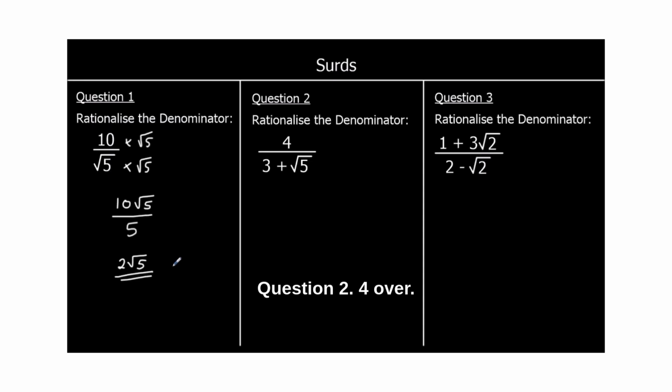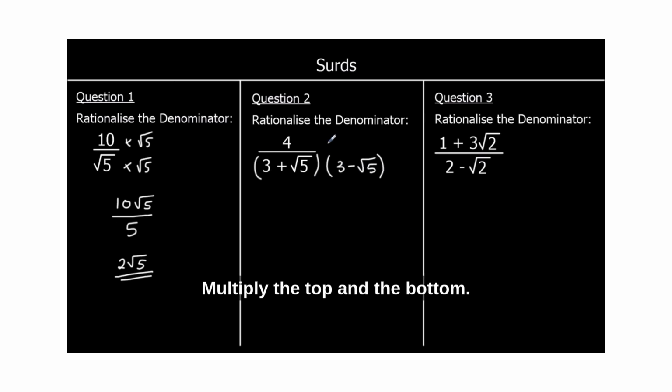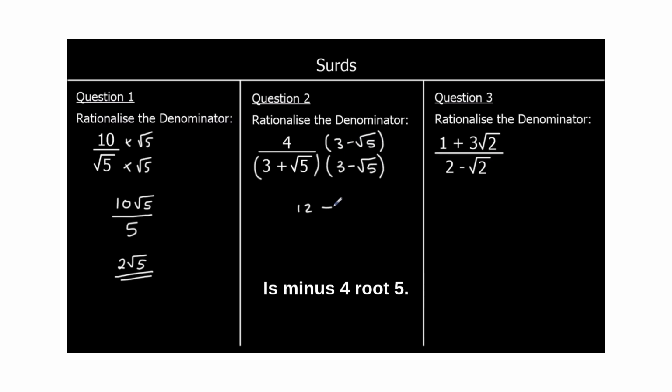Question 2. 4 over (3 plus root 5). So to rationalise the denominator this time, I'm going to multiply by 3 minus root 5. Multiply the top and the bottom by 3 minus root 5. So for the top, 4 times 3 is 12. 4 times minus root 5 is minus 4 root 5.